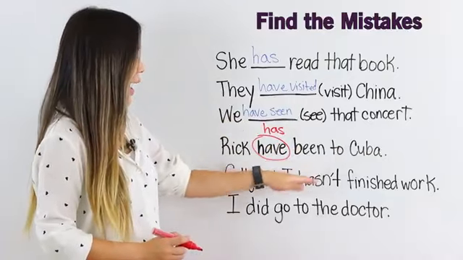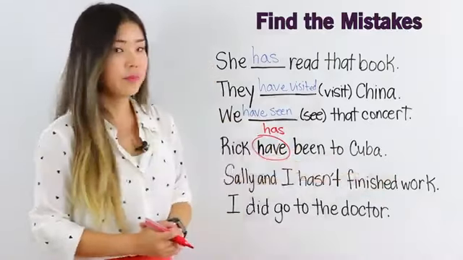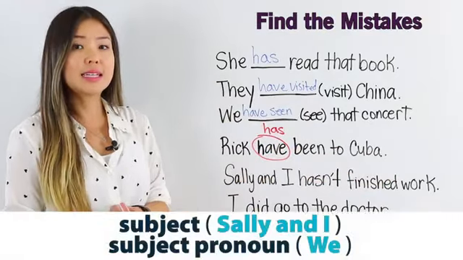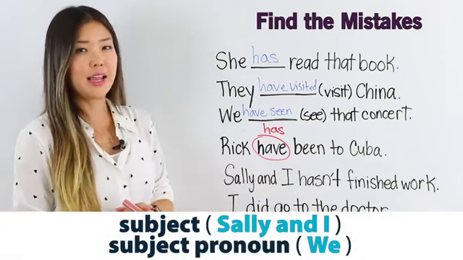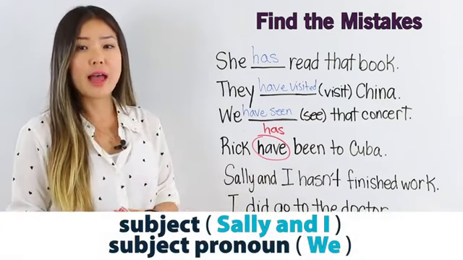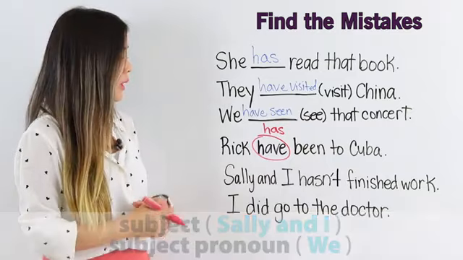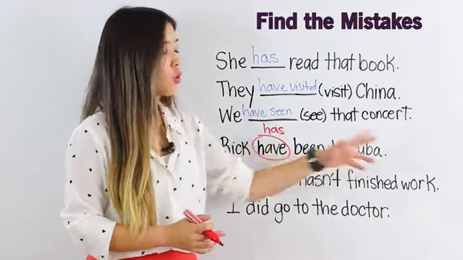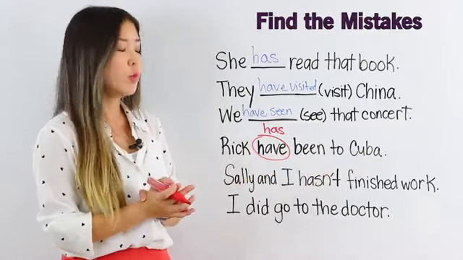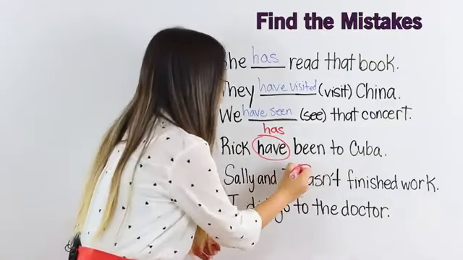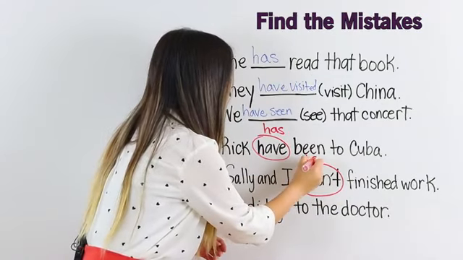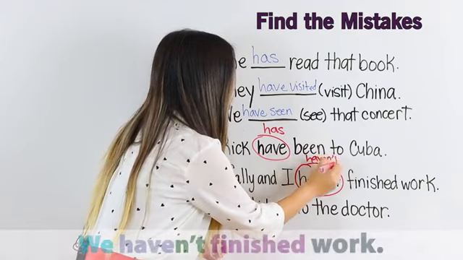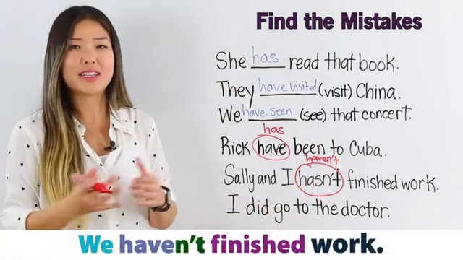Sally and I hasn't finished work. The subject in this sentence is Sally and I. The pronoun for that is we. We hasn't finished work? That still sounds weird, right? We have to change this to have not, or the contraction haven't.